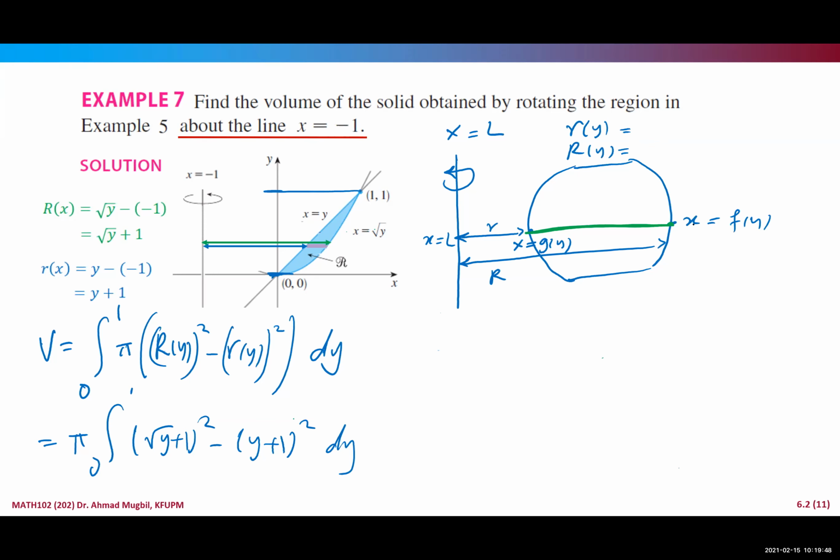Now, what will it be here, Shabab? What will be the smaller one, the inner radius? The inner radius will be what? Who can tell me? Guys. It will be this minus this. What is x here? X here is g of y, minus what is x here? It is L. Now, ya Shabab, who can tell me what is R capital? What is the outer? Yalla. What will it be?